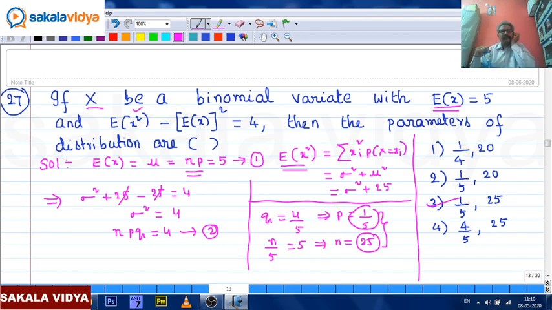Option 4 cannot be, because q is not a parameter. The binomial distribution has only two parameters, one is n, one is the probability of success. Probability of failure is not a parameter.